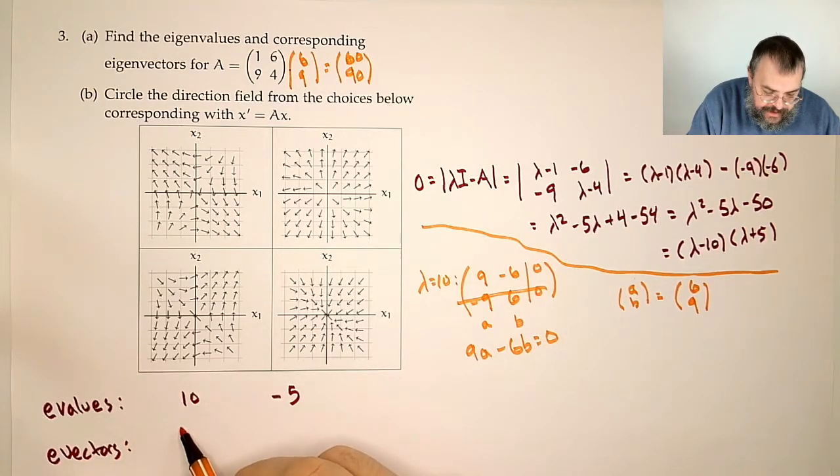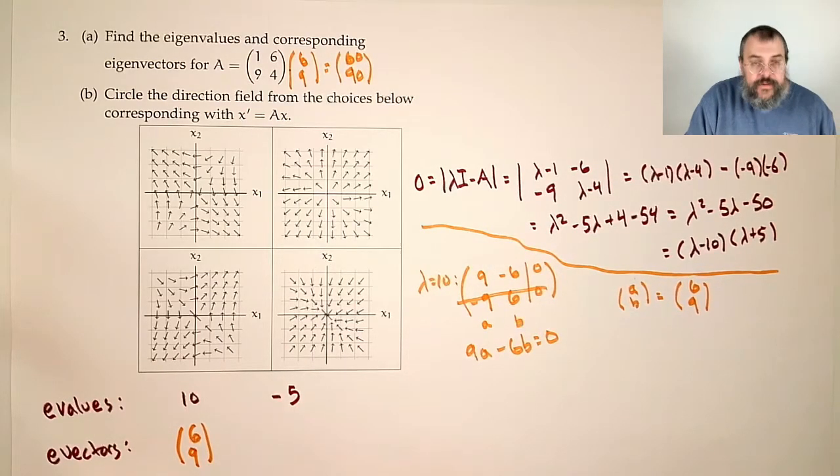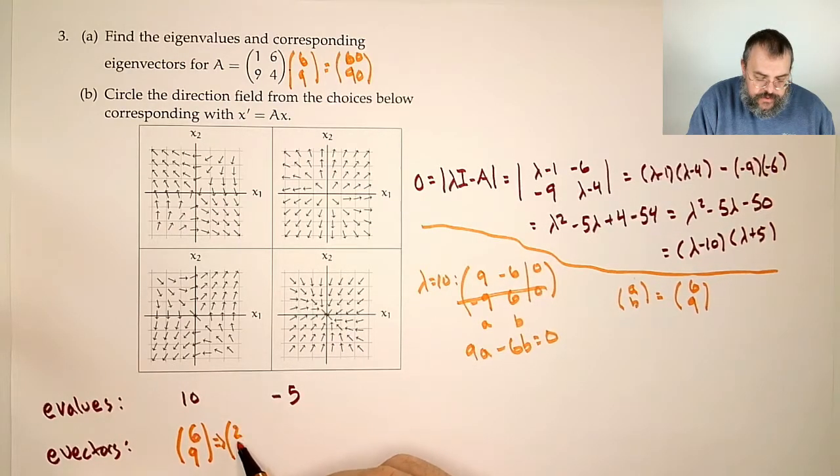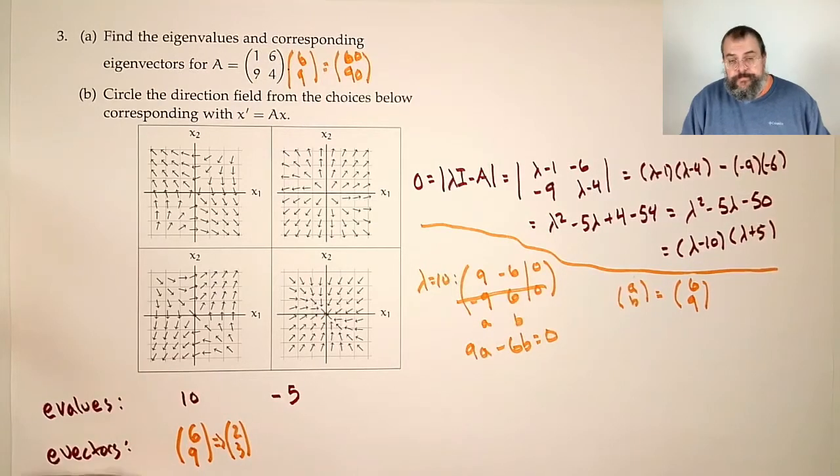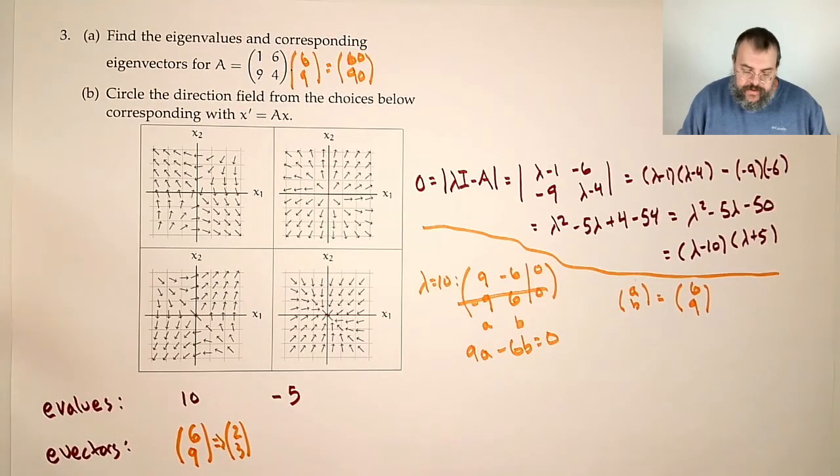Now, of course, the eigenvector isn't unique. You can take any multiple of (6, 9). So, for instance, since both of these have a factor of 3, we could have also chosen (2, 3). That works just as well. So there's the eigenvector for 10.